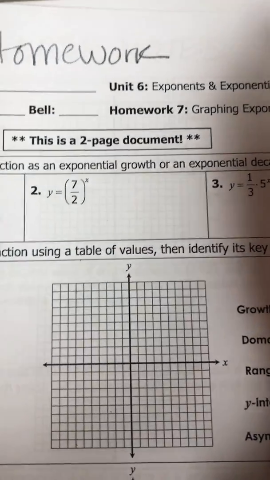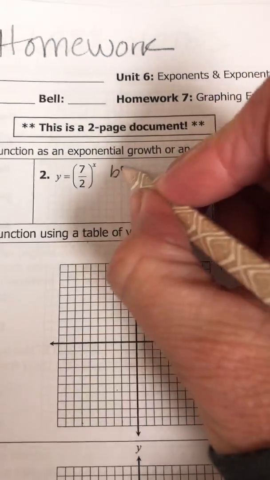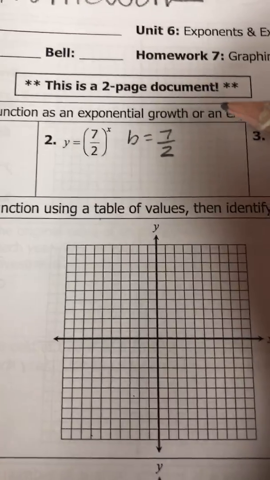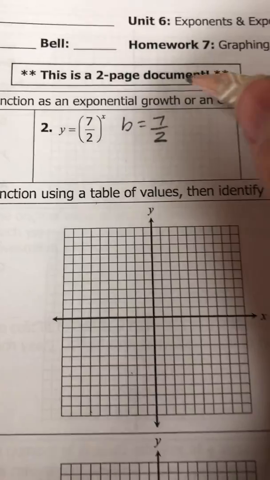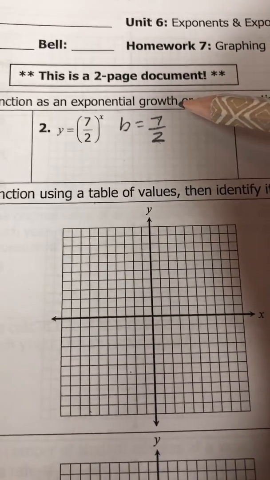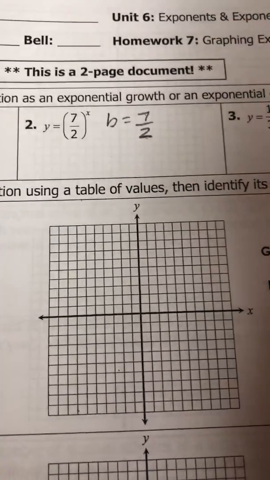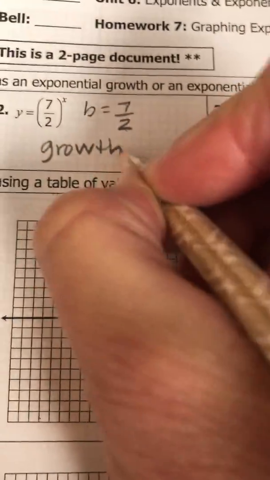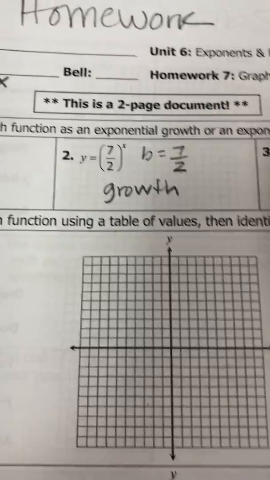Okay. Maybe if I come back a little bit. If I look at number 2, this might be tricky. So b here equals 7 halves. Is 7 halves a fraction? Well, it's in fraction form. It's an improper fraction. But 7 halves is actually greater than 1. So this is still going to be, even though it looks like a fraction, it's still be considered growth.